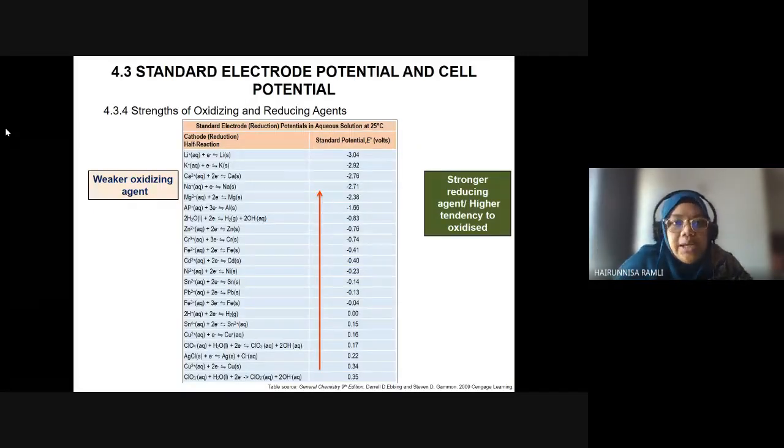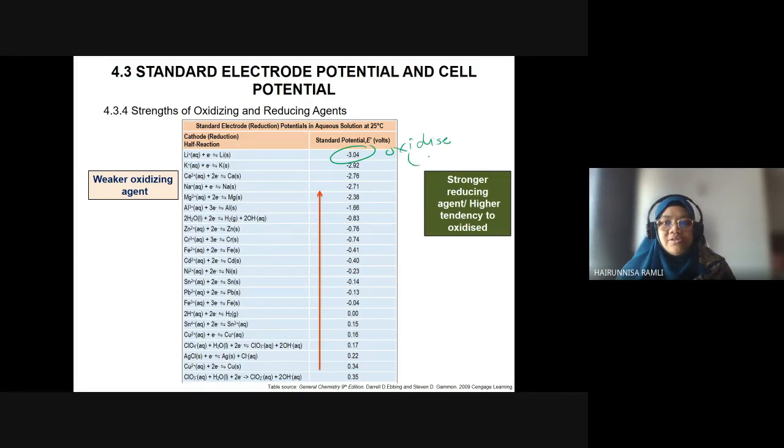So, daripada table yang tadi, okay, we can see that lithium paling atas has the weaker oxidizing agent lah. Okay, so stronger reducing agent, higher tendency to oxidize. Maknanya kita tahu lagi atas lagi mudah oxidize, which is dia adalah stronger reducing agent. Okay, stronger reducing agent. Saya letak SRE, nanti confuse pula eh. SRP, SRE. Nanti orang ingat sekolah rendah agama pula. Stronger reducing agent.